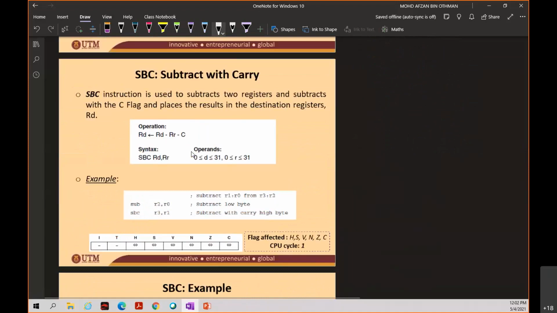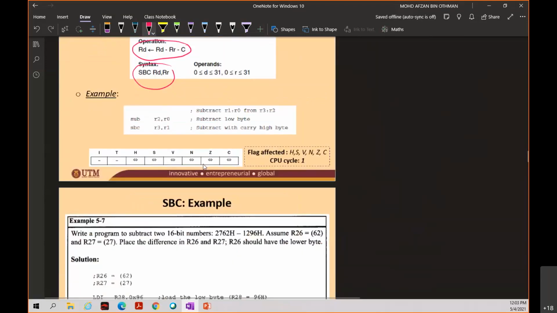SBC is actually subtract with carry. This instruction is used to subtract two registers and also subtract the carry flag, and place the result in the destination register. So this is the operation Rd = Rd - Rr - C. Syntax: SBC Rd, Rr. Your operands Rd and Rr can be from R0 to R31. Let's look at this SBC example.